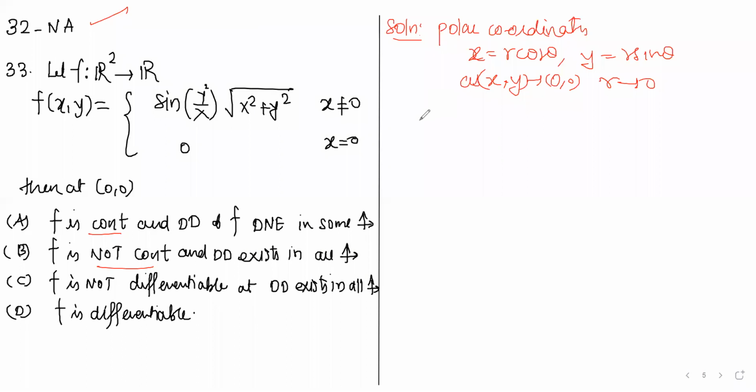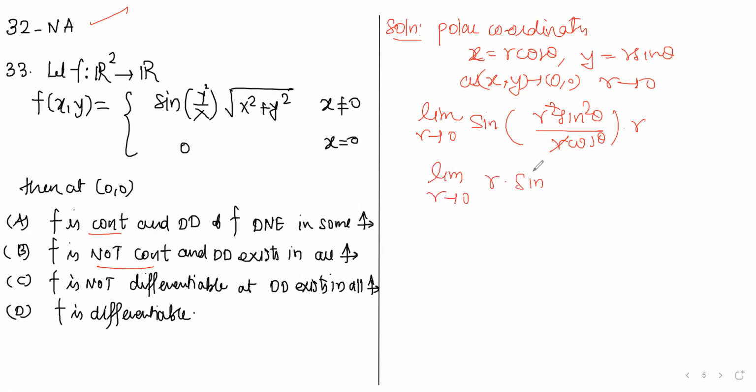So your limit becomes now in one variable, limit r tends to 0. Okay, and you have sine of y square. That means I have r square sine square theta over x, which is r cos theta into r. Now this r and r will nicely get cancelled, and I'll be having limit r tends to 0 r into sine of r sine square theta upon cos theta.